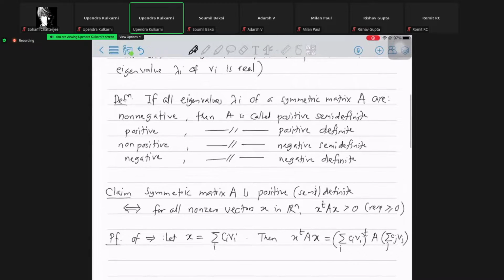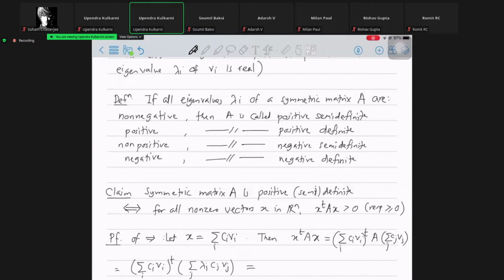And of course, what I'm going to do is open the second parenthesis and use the fact that Vj is an eigenvector of eigenvalue lambda j. And moreover, what do I know about lambda j? That it is strictly positive. Every lambda is strictly positive. That is the hypothesis. So let's continue. I leave the first parenthesis the way it is, summation Ci Vi, this vector transpose. But then the second one becomes summation over j of lambda j Cj Vj.